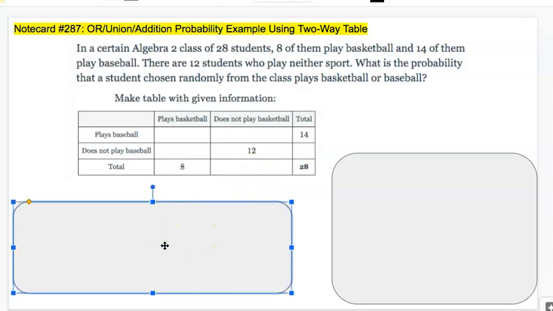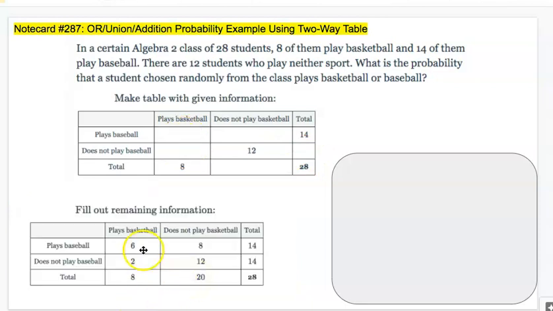Now the next thing you do is fill in the table. So like right here, you know that's going to be 14. And then you know that's going to have to be 2 because 2 plus 12 is 14. And that's going to be 6. And you just keep going. Okay? So here's the table filled in. And then we want the probability that they play basketball or baseball. So what would we do here?